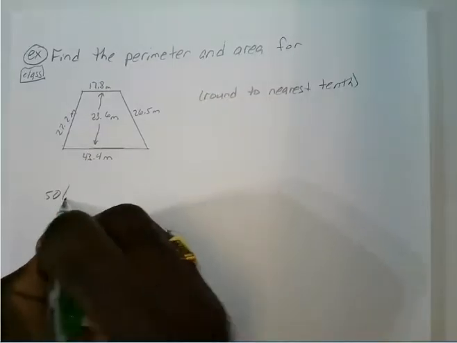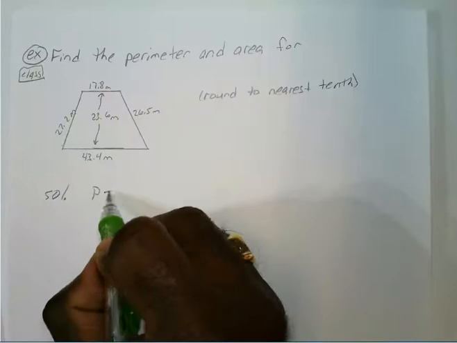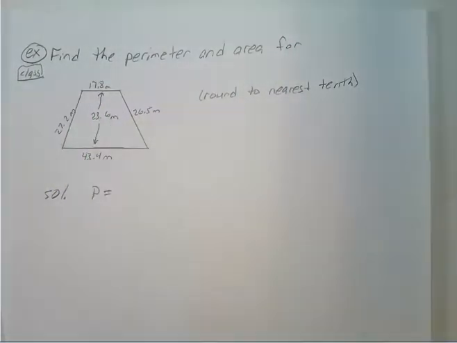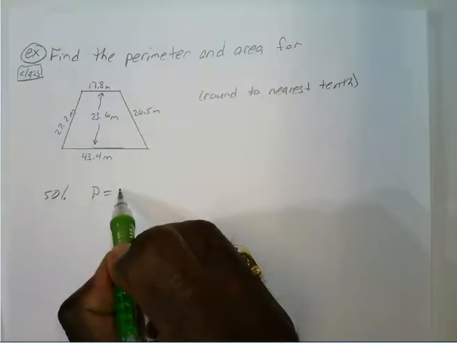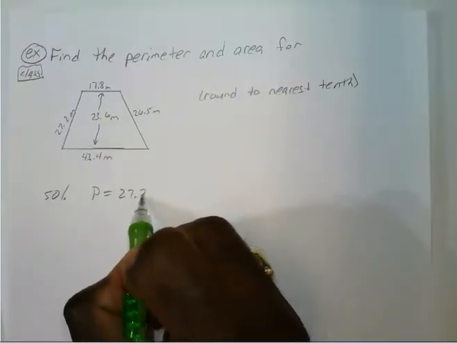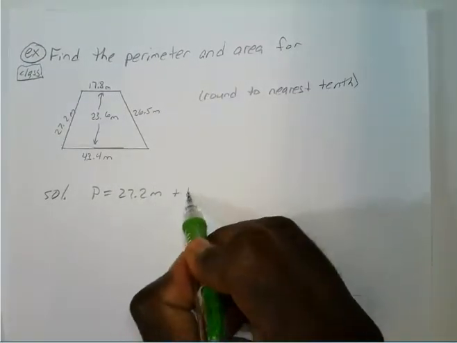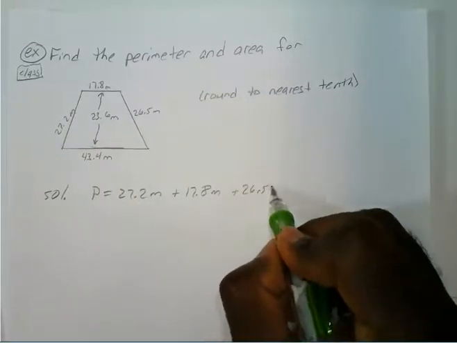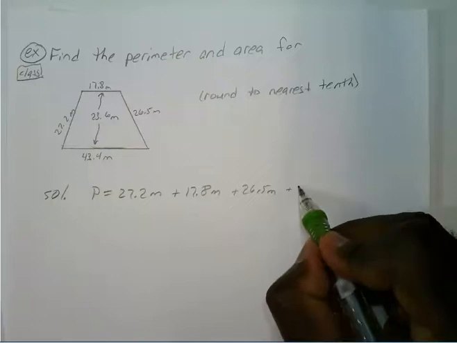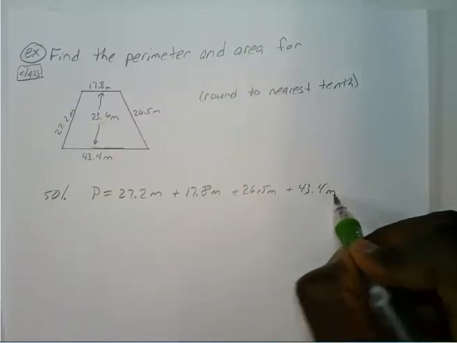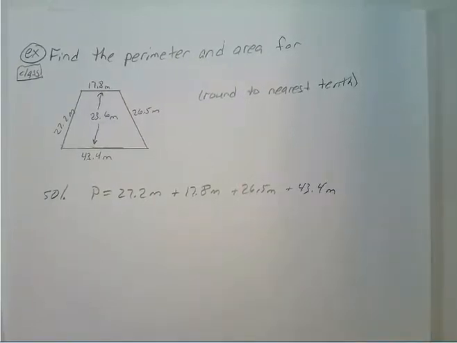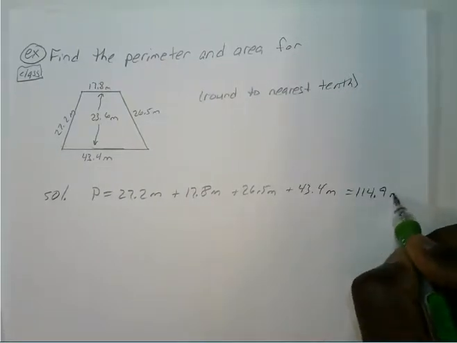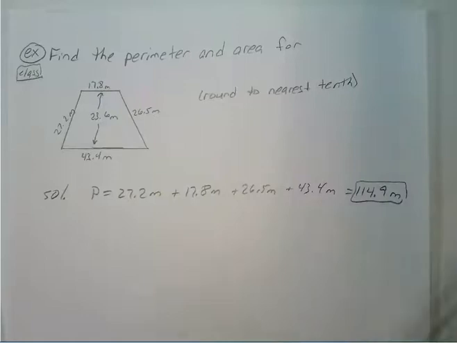All right, I'm assuming you've already paused it. Now we know the perimeter, we're just going to add our sides together. Has nothing to do with the height on this one. We don't even need the height. So you have 27.2 meters plus 17.8 meters plus 26.5 meters plus 43.4 meters. You add those together and you will get 114.9 meters.